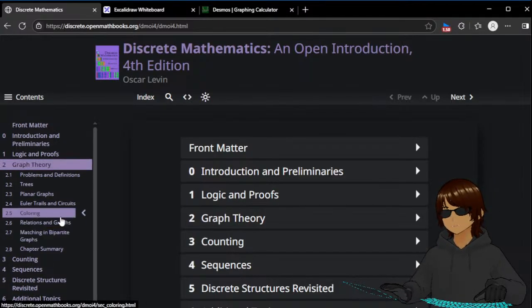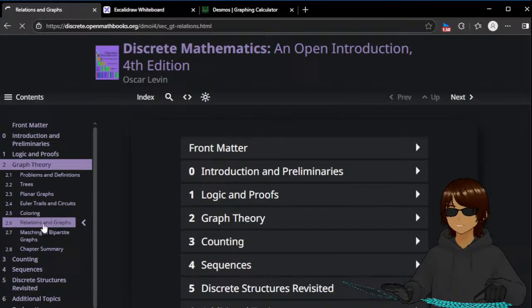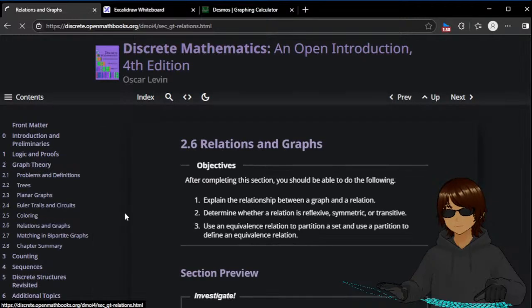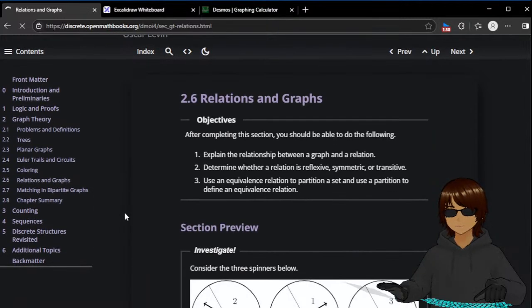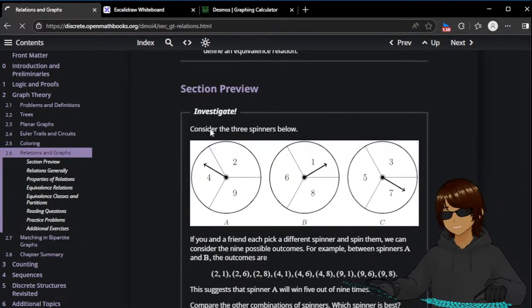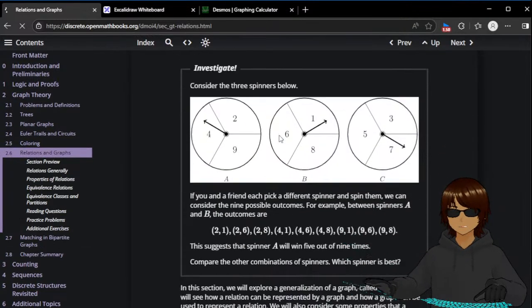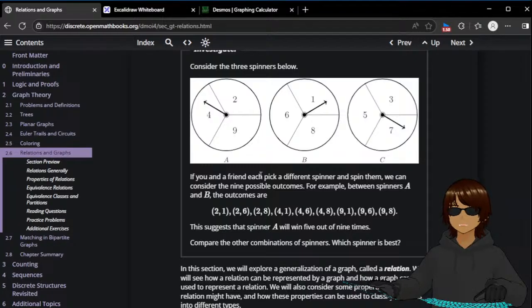Okay, so last time I was reading about coloring, and this stream I will start this chapter, relations and graphs. Section preview: consider the three spinners below. If you and a friend each pick a different spinner and spin them, we can consider the nine possible outcomes. For example, between spinners A and B, the outcomes are two.